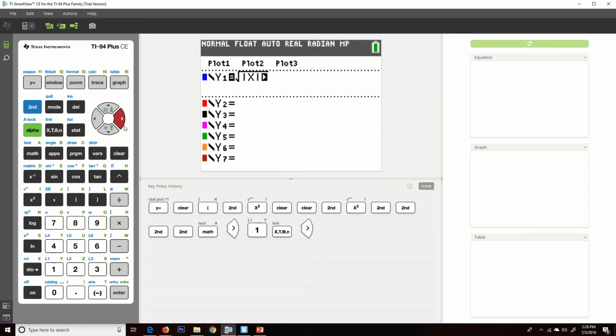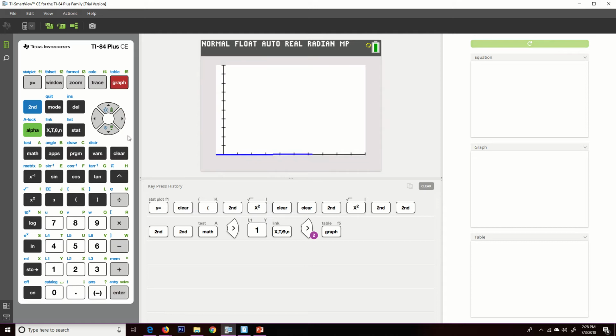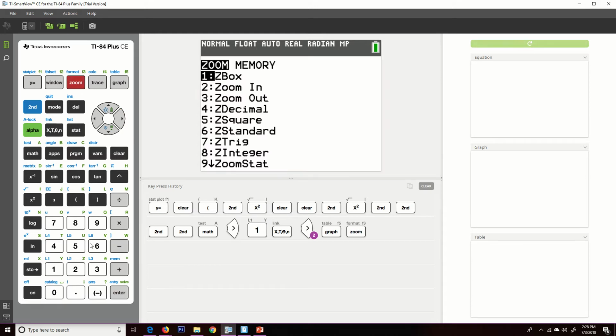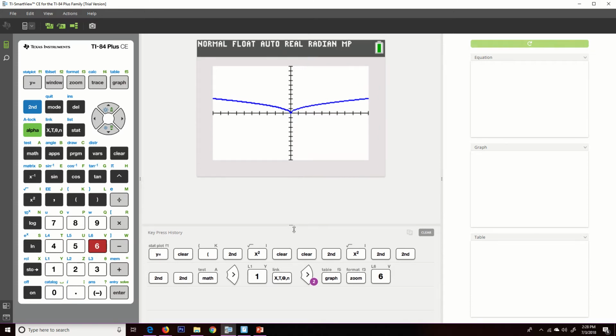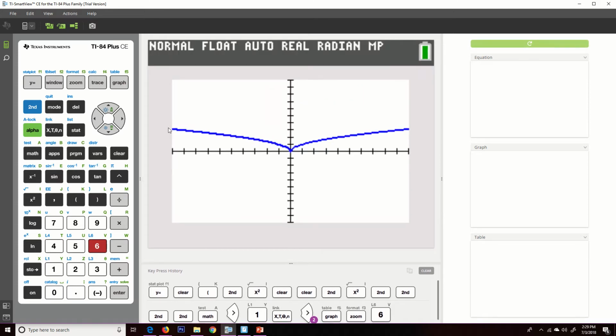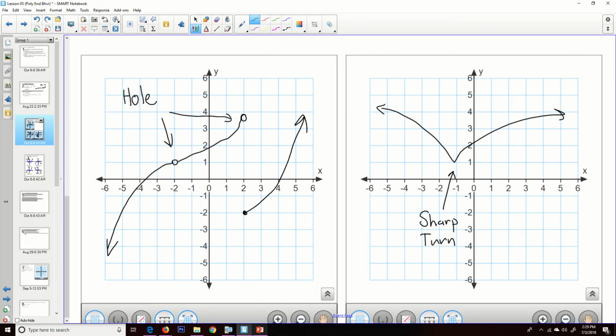Okay, this is not a polynomial function. And if I hit graph here, let's go back to a standard zoom. Zoom 6. There we go. There's an instance of a sharp turn. Comes in real smooth, sharp turn there, and goes on. But definitely not a polynomial function. Doesn't fit what we had there.